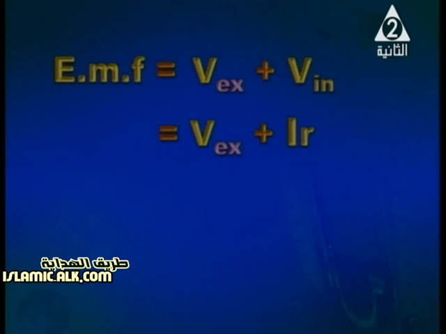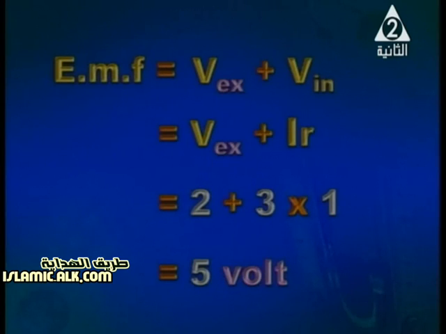Total current equals 1 plus 2, it is 3 amperes. And now we can calculate the EMF of the cell. It is equal to V external plus V internal. Okay, V external plus Ir. So it is 2 volt plus 3 times 1. It will be 5 volts. So EMF of the cell is equal to 5 volts.